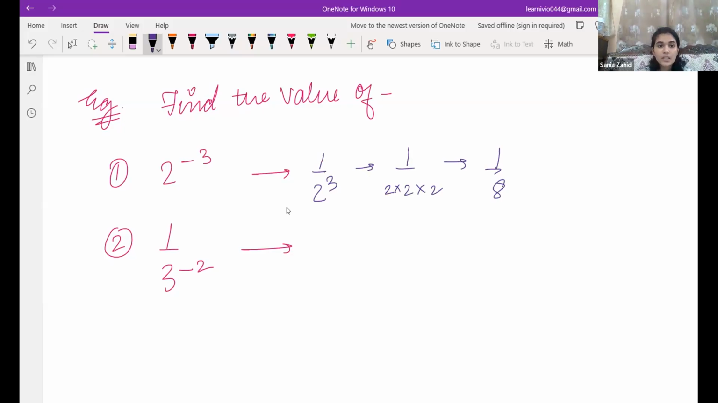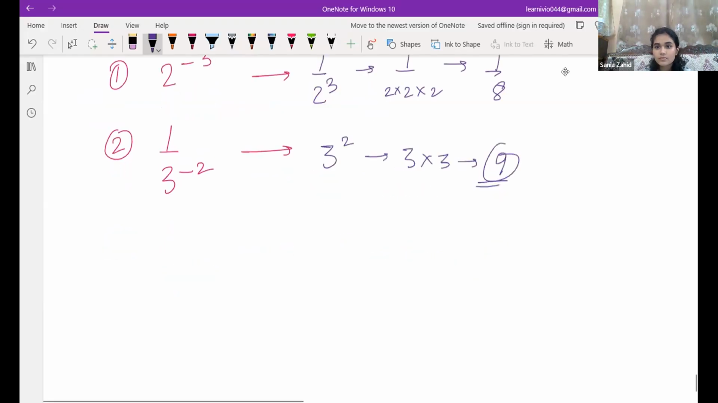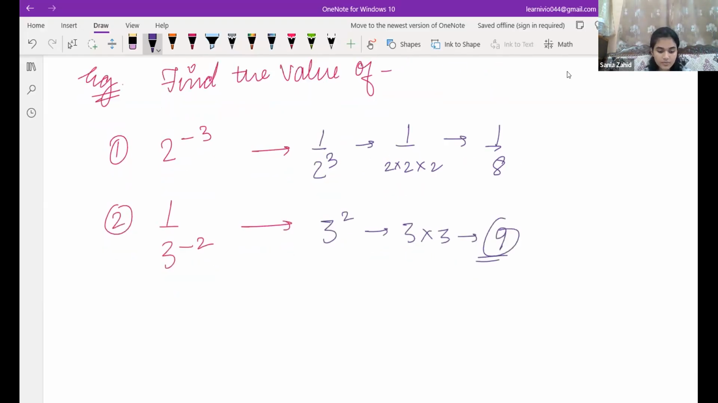Okay. Now 1 by 3 to the power minus 2. Now you have a minus power to make positive, so you take the reciprocal of the base number. So 1 by 3 when you reciprocal it becomes 3, and now the power will become positive. So your answer is 3 into 3, and your answer becomes 9. Okay. Then please note these answers and tell me, do you understand? Yes, ma'am.